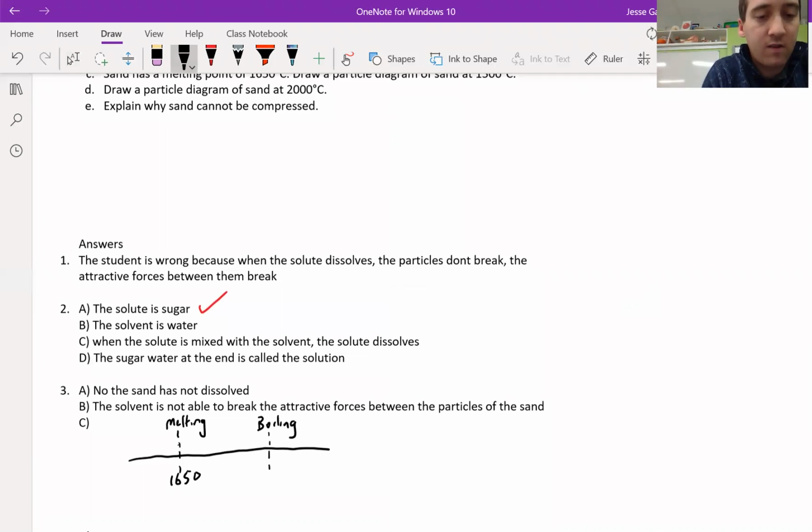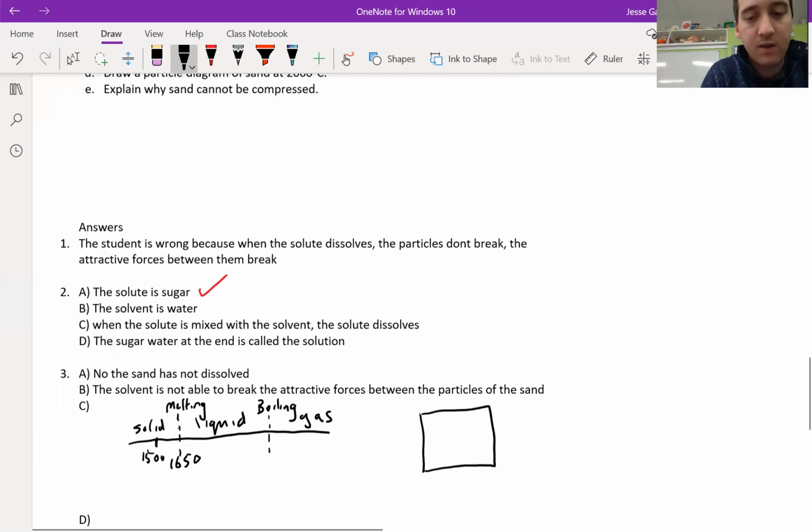Well, let's find out. Obviously, I've forgotten this. So solid, liquid, and gas. We have to find 1500. Well, 1500 is less than 1650. That means it's going to be down here somewhere. This is 1500. So if it's 1500, then that means it's in the solid state. It hasn't melted yet. It won't melt till you heat it up to 1650. So I have to draw a particle diagram for a solid. That's what I had to do in this question.